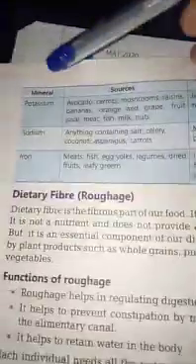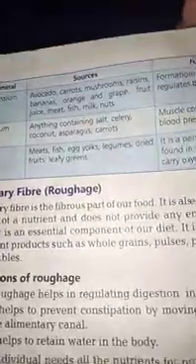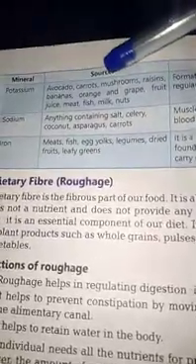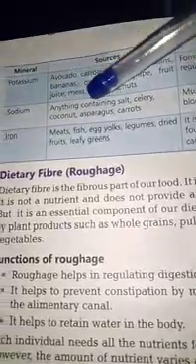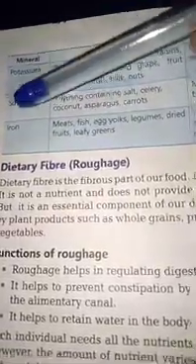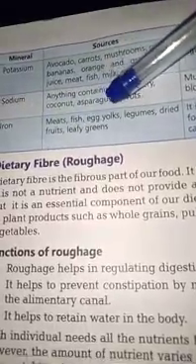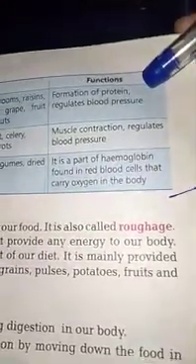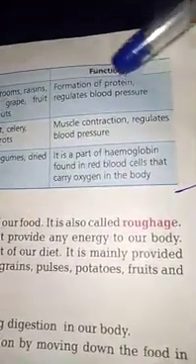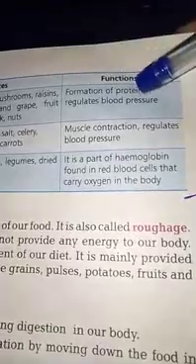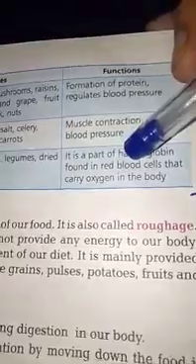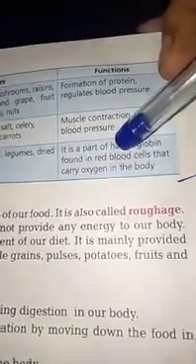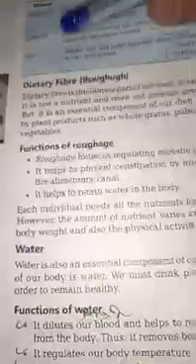Now next mineral is potassium. We can get potassium from carrots, mushrooms, bananas. We get sodium from anything containing salt. Iron from meat, fish, egg yolks, legumes, and these are the functions of different minerals. Like potassium function is formation of protein, sodium muscle contraction, iron is a part of hemoglobin. Okay, now next let us come to the dietary fiber.